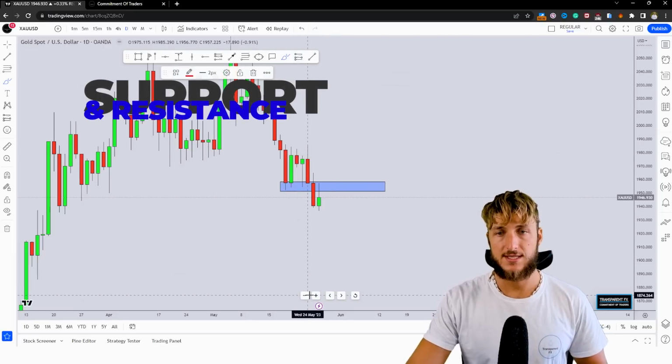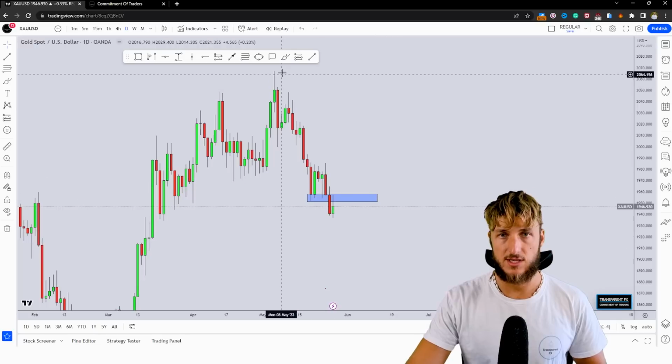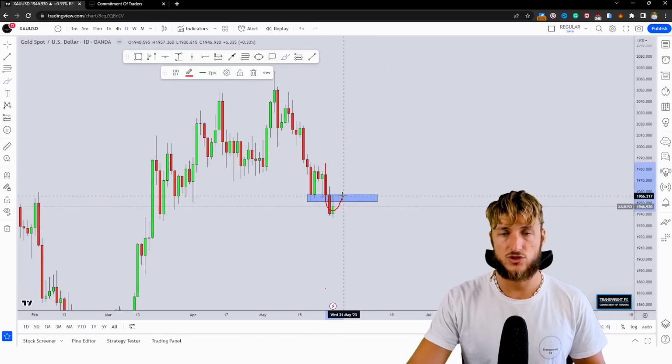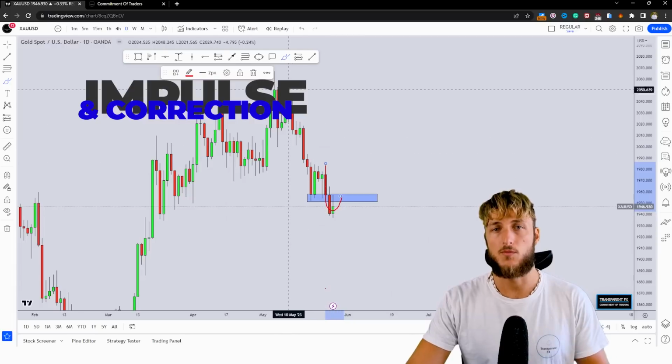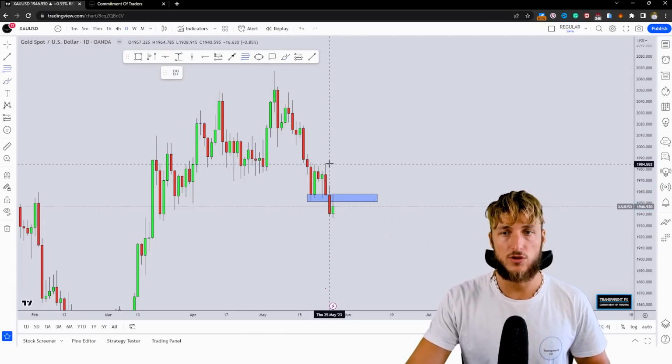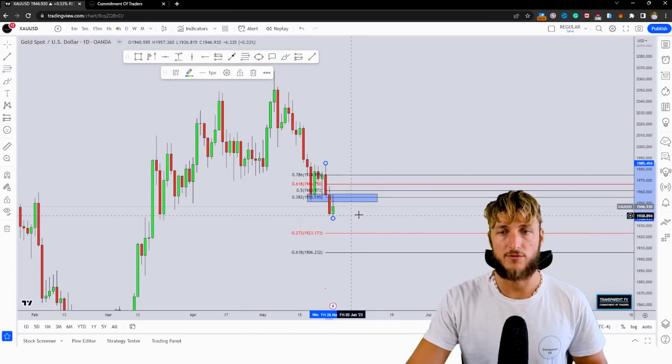We can also notice that since we have an impulse to the downside, and now the start of this correction, after an impulse, if you want to measure the correction, you have to take your Fibonacci from the high to the low of the impulse leg.